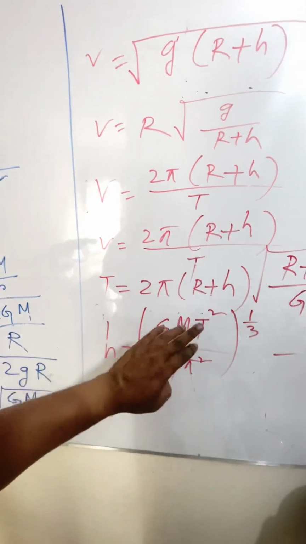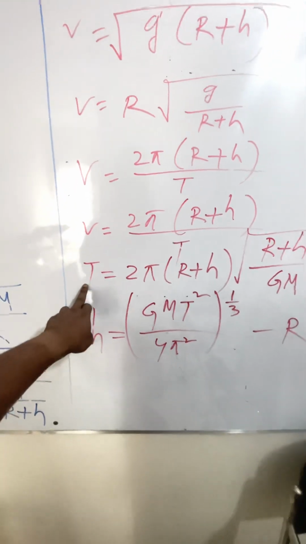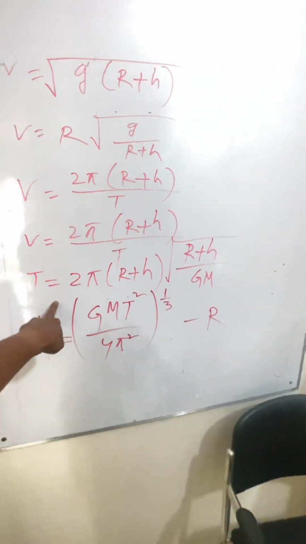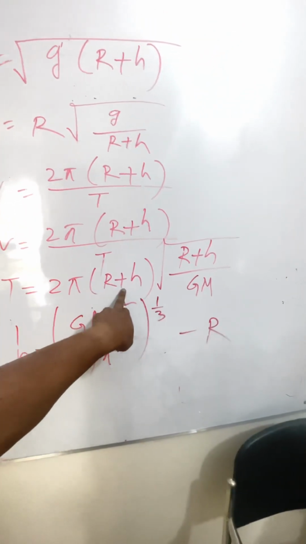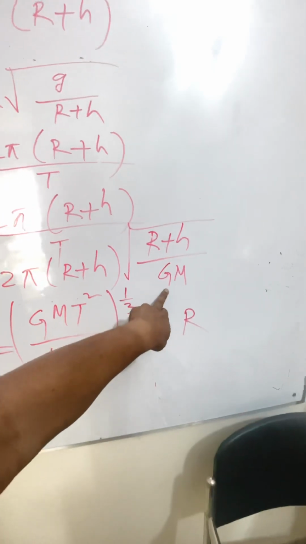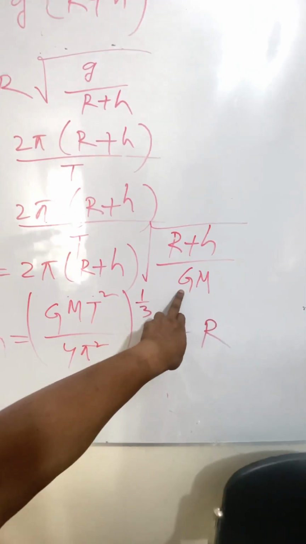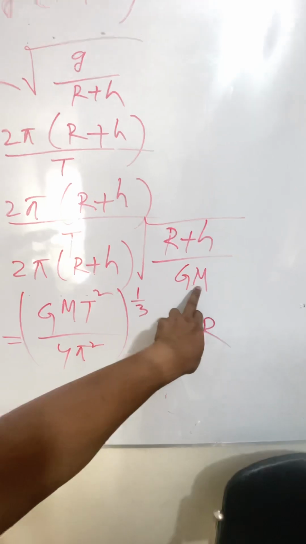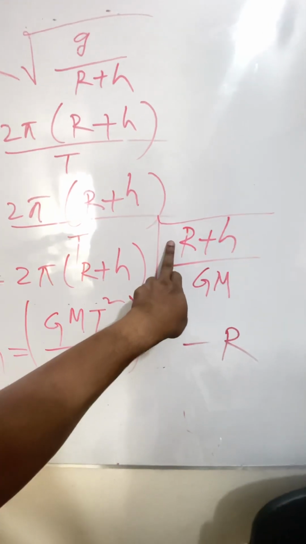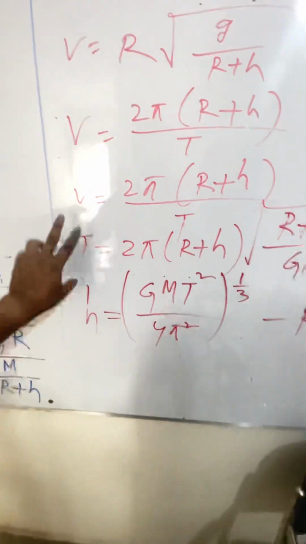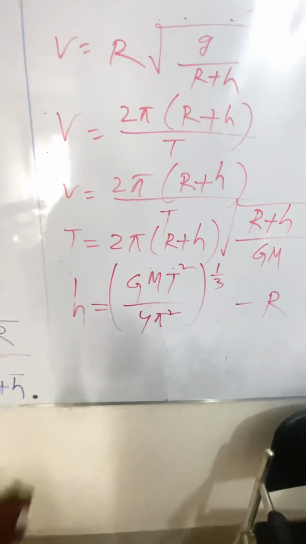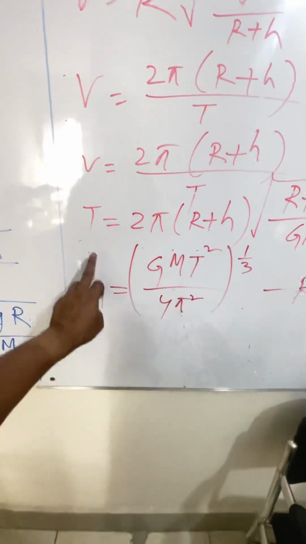And if you want to find out the value of T, you may apply this formula: T equals 2 pi (R plus H) root (R plus H) over GM. You need the universal gravitational constant G, the mass of the earth, the radius of the earth, and the height. You will find out the periodic time. Okay, and H means height.